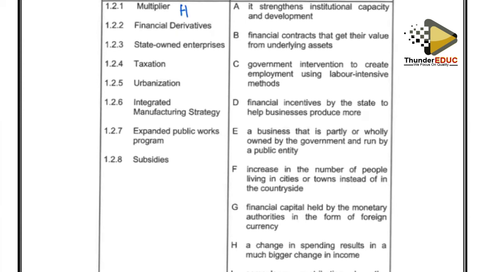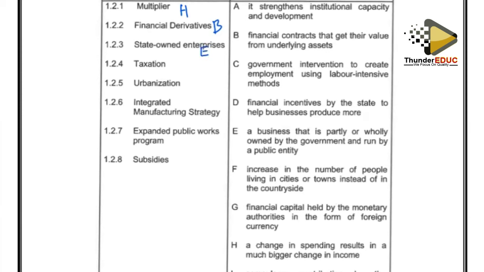Then we have financial derivatives. Then we have financial contracts that get their value from underlying assets. This is B. Then we have state owned, which is parastatal. Then for state owned, we have a business that is partly or wholly owned by the government.